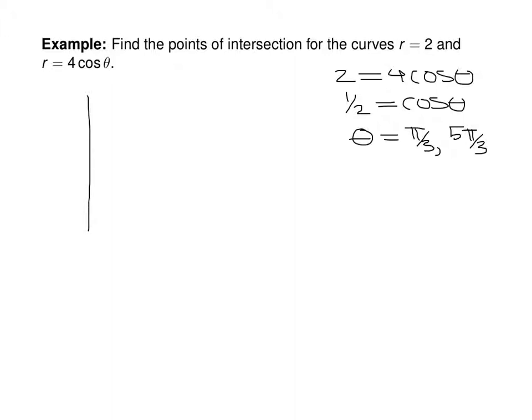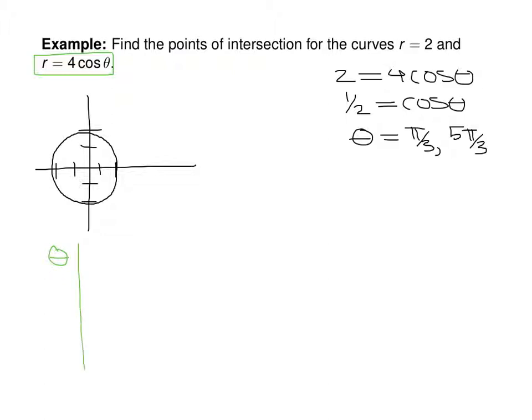So r equals 2 is pretty easy to graph. That's a circle centered at the origin, radius 2. Now 4 cosine theta isn't super hard. Let's just pick some thetas, find some r's. So if theta is 0, r is 4. If theta is pi over 2, r is 0. And if theta is pi, we're at negative 4, so that would take this point and reflect it back onto that one.